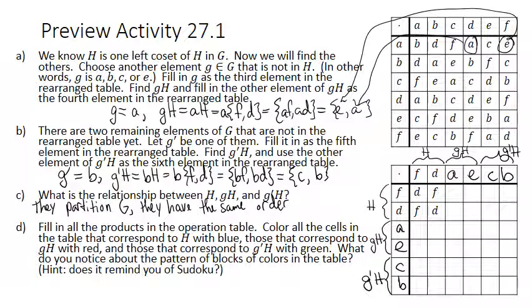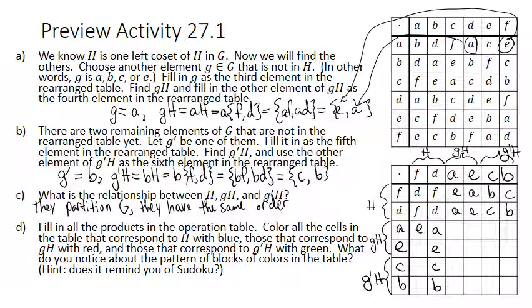Okay. So for part D, fill in all the products in the operation table. Let me start by doing that. I know that D is the identity, so I'm just going to quickly do the D row and column first. This will be F, D, A, E, C, and B, since that's the identity, I'm just copying them. Okay, and then let's see. F times A is going to be E, F times E is A, F times C is B, F times B is... This is going to take a while.